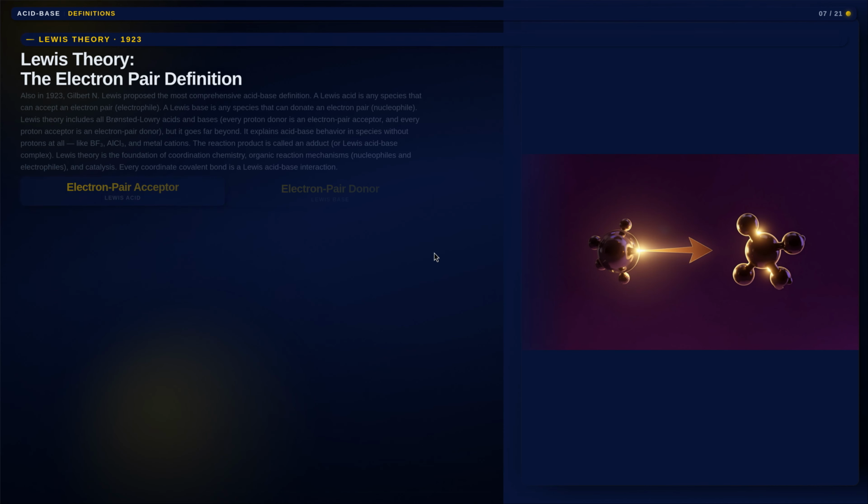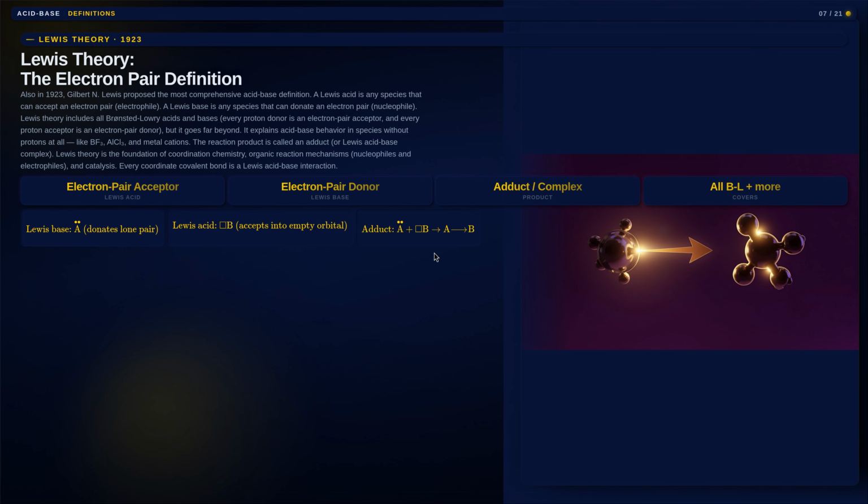In the same year, 1923, Gilbert N. Lewis proposed the most general definition. A Lewis acid is an electron pair acceptor. A Lewis base is an electron pair donor. In a Lewis acid-base reaction, the base donates a pair of electrons to form a new covalent bond with the acid. This definition is broader than Bronsted-Lowry because it includes reactions where no proton transfer occurs, and it works for reactions in any phase: gas, liquid, or solid.